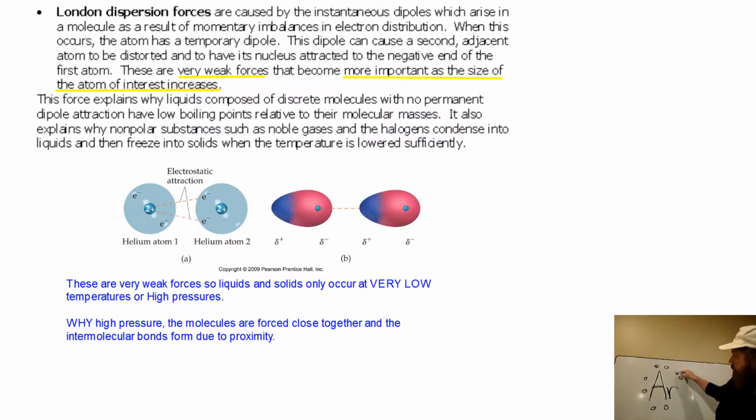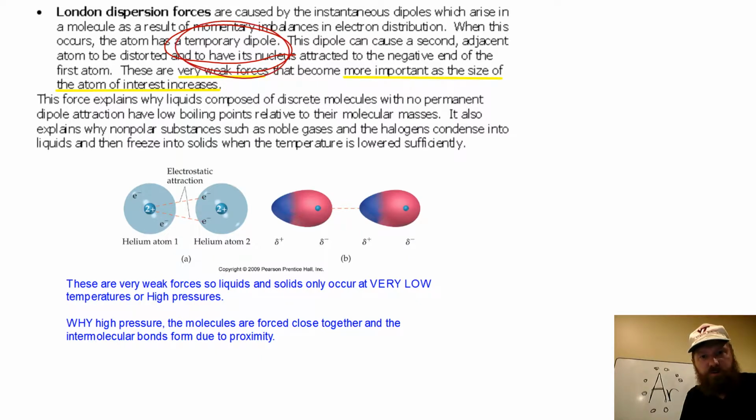Most of you would probably really like it if I took this electron and moved it over there, right? Maybe moved it down here so it was more balanced. But I'm not going to. I'm going to irritate you for a little bit. Because when we're talking about London dispersion forces, we are talking about temporary dipoles. We are saying that these electrons are distributed wrong temporarily.